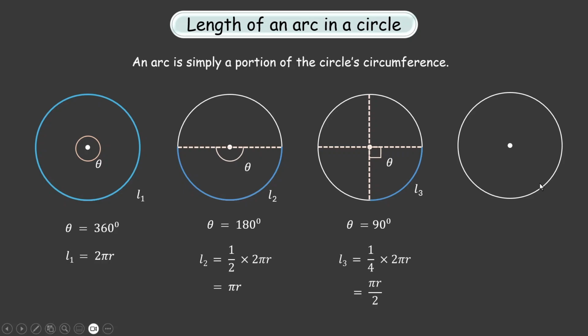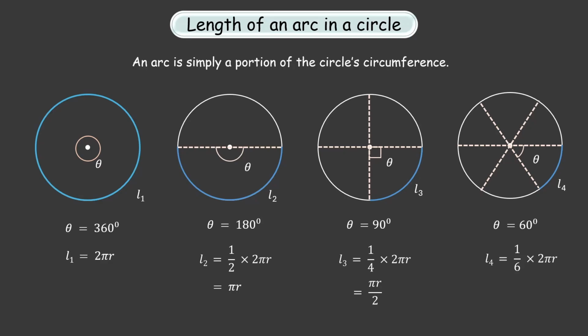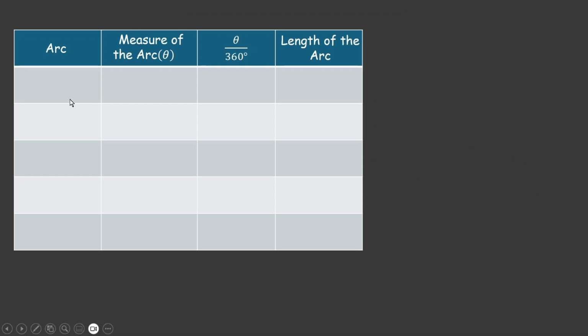In the last circle, let us draw a smaller arc. This arc covers 1/6 of the circle's circumference. The central angle is 60 degrees and the length of the arc is 1/6 of 2 pi r, that is pi r by 3. Let us now tabulate these observations.